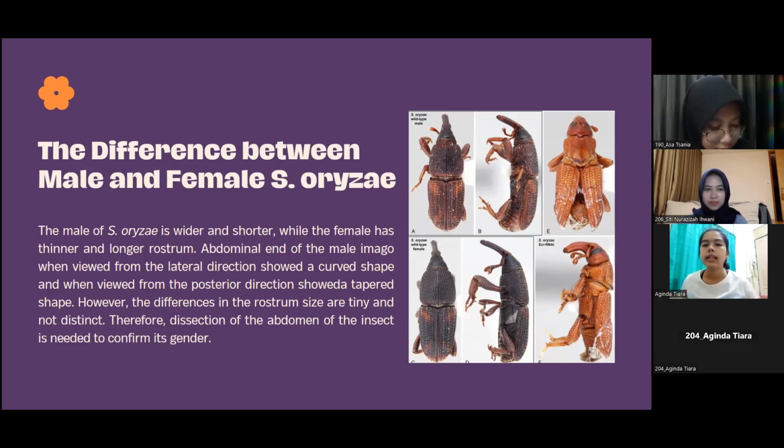Okay, and next, this is the difference between male and female S. oryzae. The male of S. oryzae has a wider and shorter rostrum, while the female has a thinner and longer rostrum.